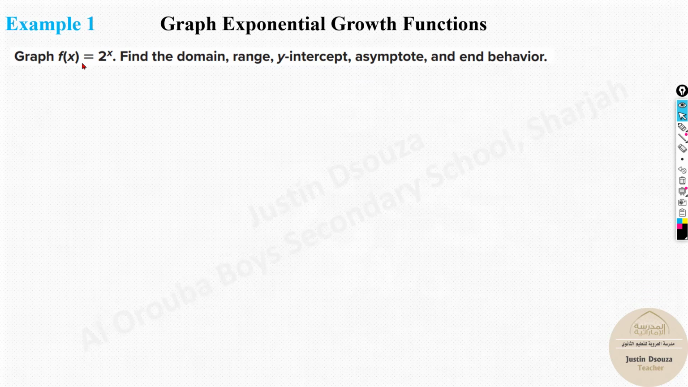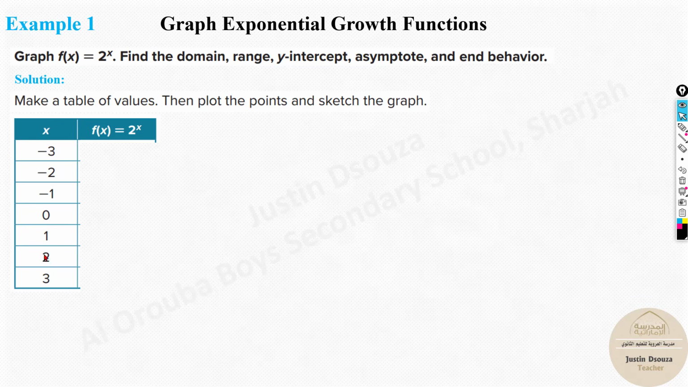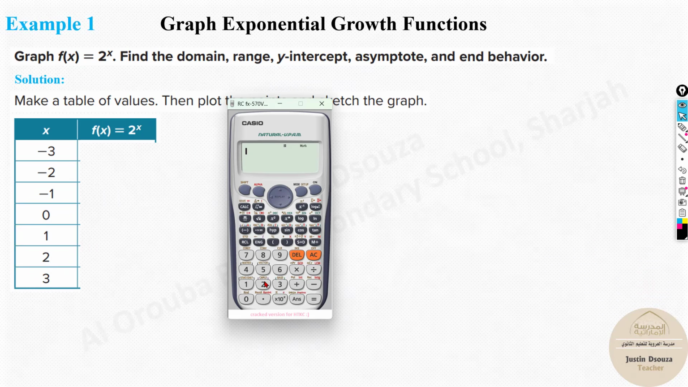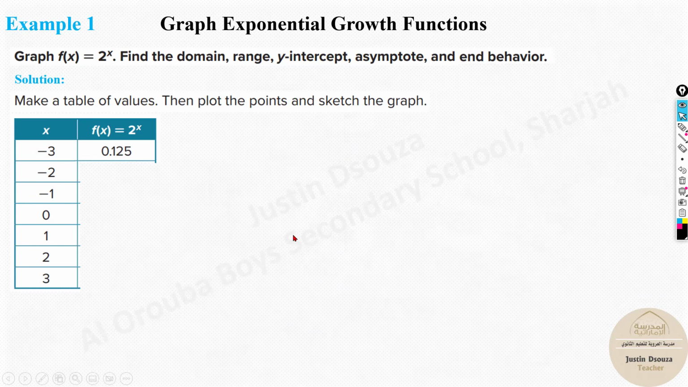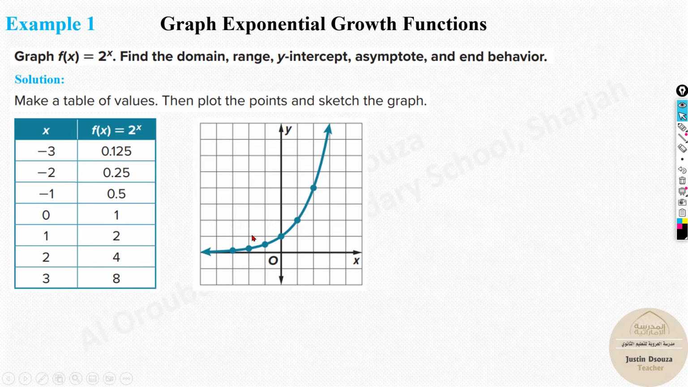Let's see over here. Graph the function f(x), or you can even say y, it's the same thing. f(x) = 2^x. Find the domain, range, y-intercept, asymptote, and end behavior. Let's do this now. You know how to graph: make a table of values. And over here, let's assume values less than 0 and greater than 0, say from -3 to 3. You need to put these values in the calculator, say 2 to the power -3. Type it. In the same way, do it for -2 and you'll get all these answers. And then you can graph it out.